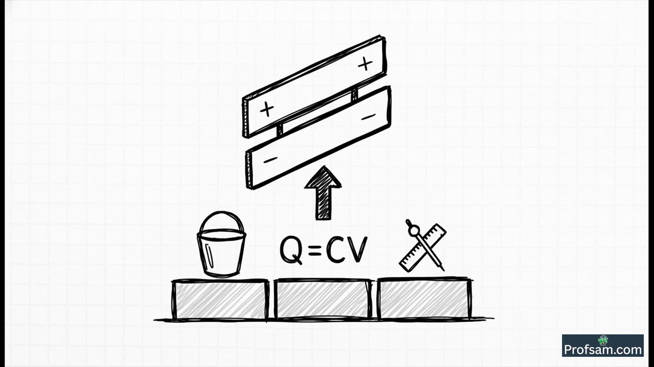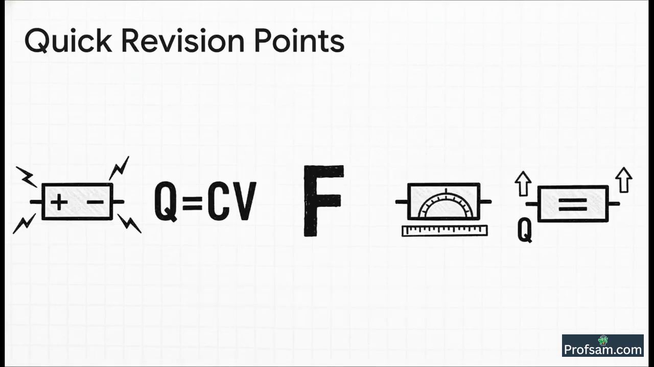We're going to use exactly this idea that capacitance depends on geometry to derive one of the most important formulas in this entire chapter. All right, here are your key takeaways. Write these down. Number 1, a capacitor is a device to store electric charge and energy. Number 2, the main formula is Q equals CV.